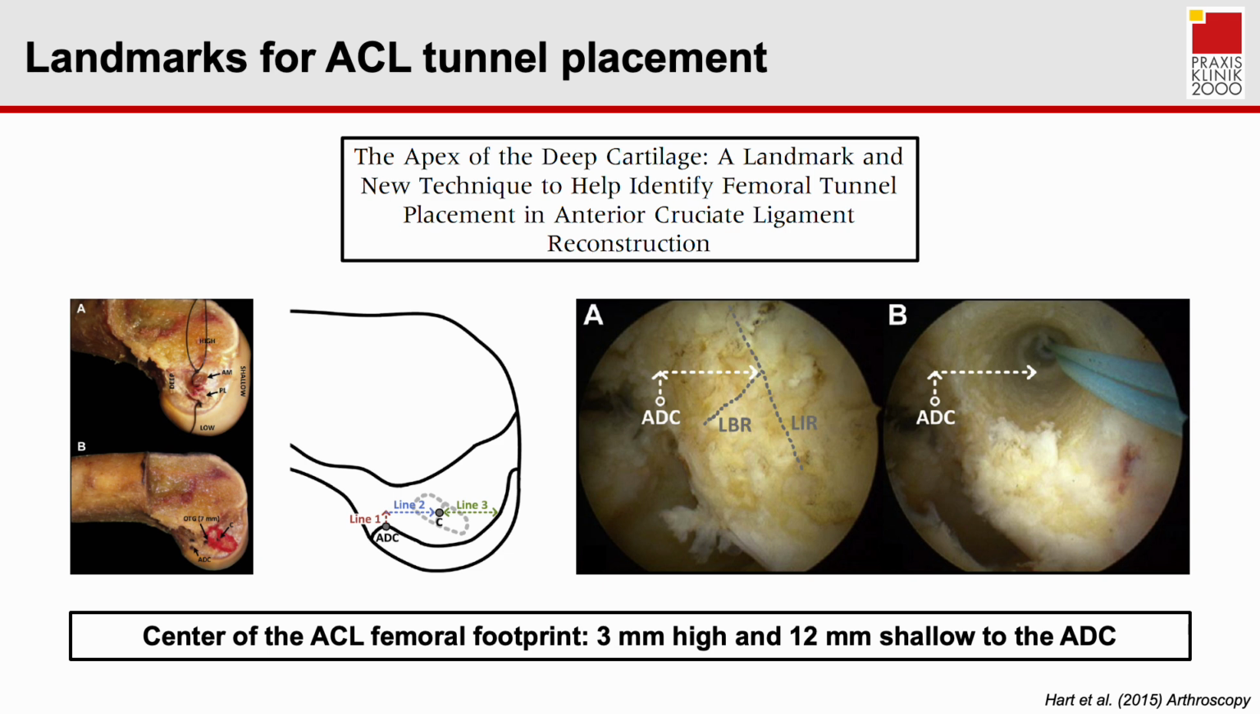Similar measurements have been provided for the apex of the deep cartilage. Anatomically, the apex of the deep cartilage represents the deep and high corner of the cartilage on the medial side of the lateral femoral condyle, and the center of the ACL has been reported to be located 3 mm high and 12 mm shallow to the apex of the deep cartilage.